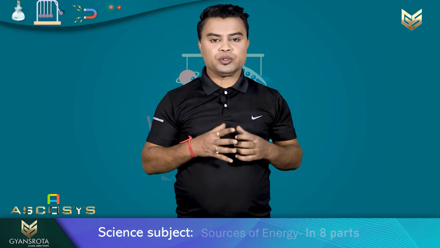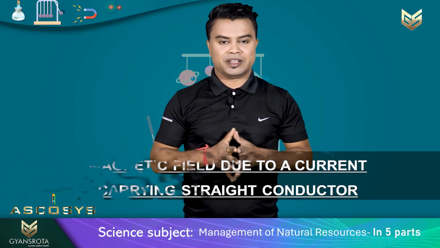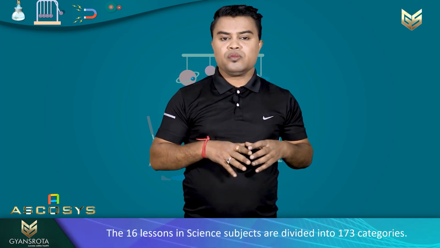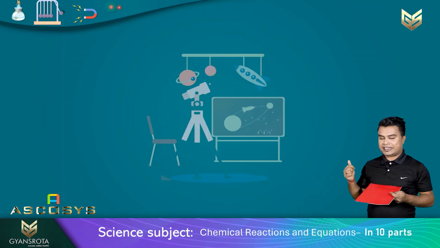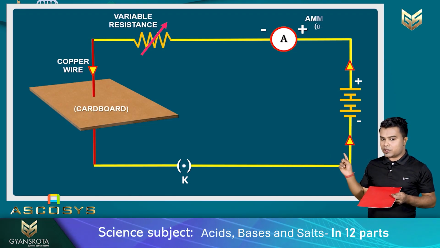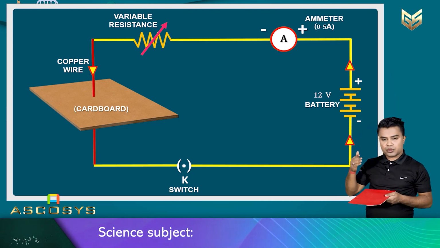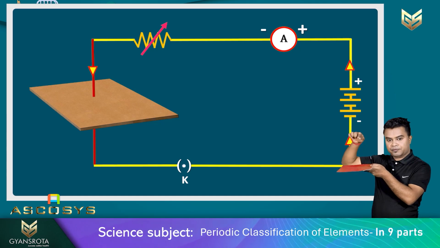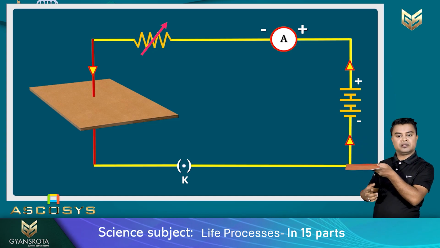Students, in this part we are going to discuss the magnetic field due to a current carrying straight conductor. If I have a straight conductor, how will the magnetic field be defined? For that we will see an activity. Suppose, as you can see on the screen, I have a current flowing in the circuit, from the positive terminal to the negative terminal of the battery. At one portion of the wire, I have kept a cardboard where the wire passes through the cardboard in this way.